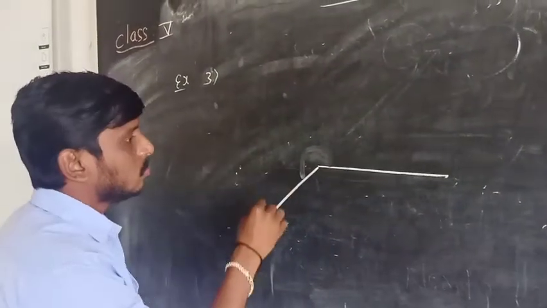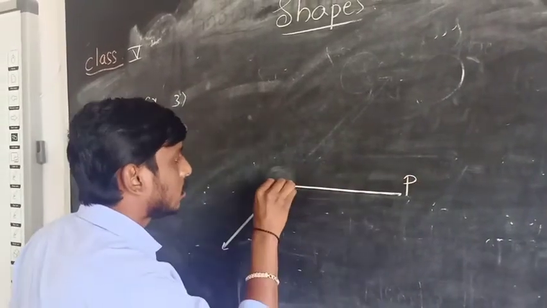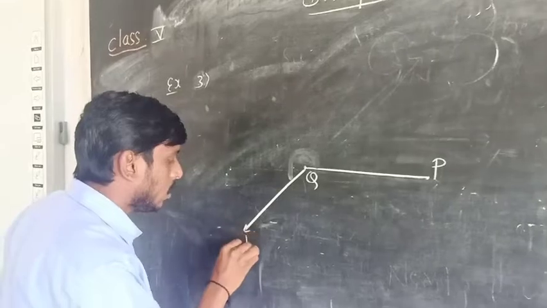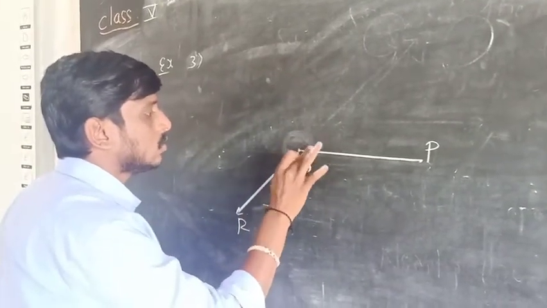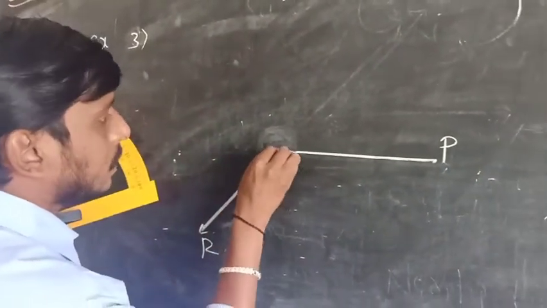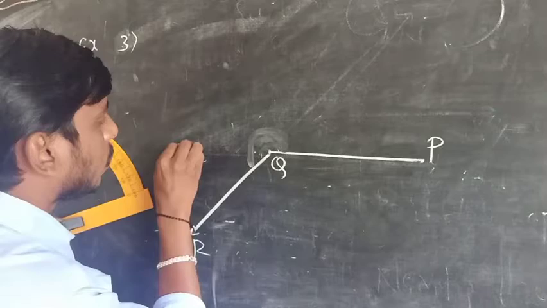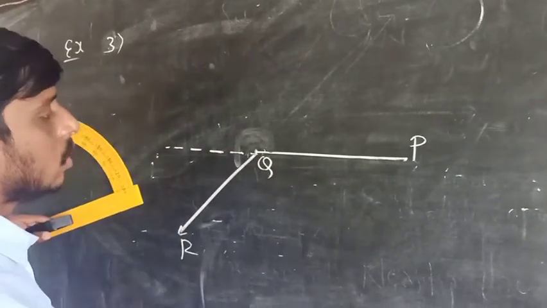Okay students, so one more example, third example I will take. P, Q, R. How to measure angle PQR? Okay. So first here, this is different. First we should extend this PQ to a straight line. Extend PQ to a straight line. Okay. So now count it.